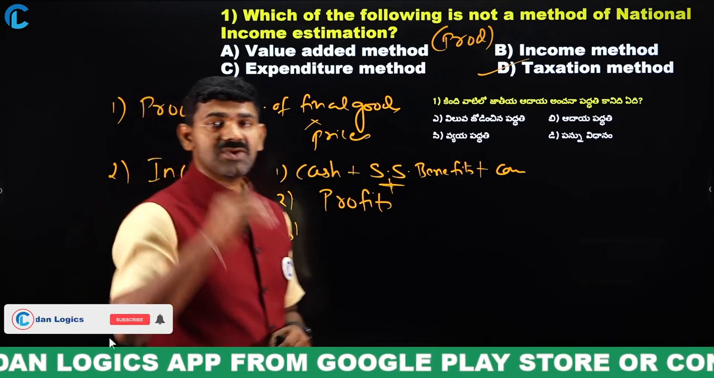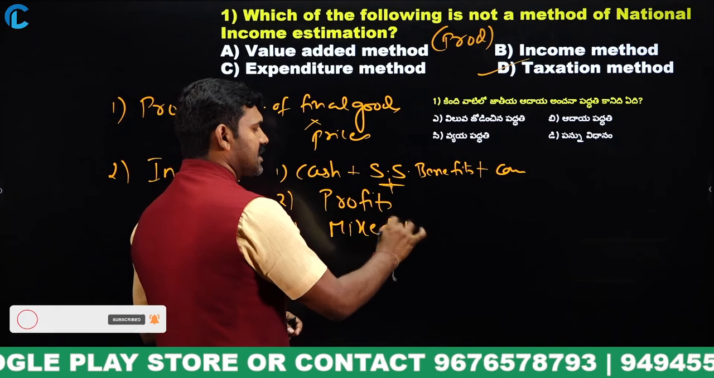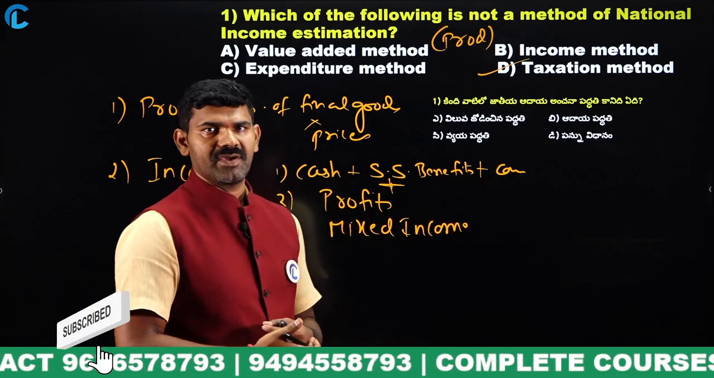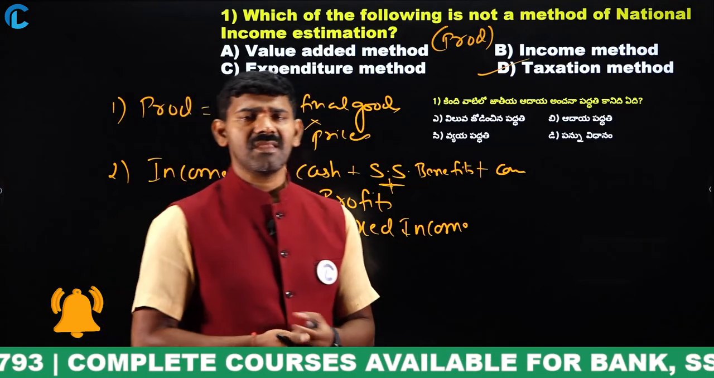The third one is called mixed income. What is the meaning of mixed income? You would have seen the movie called Balagam. In the movie, there's a character called Venu.